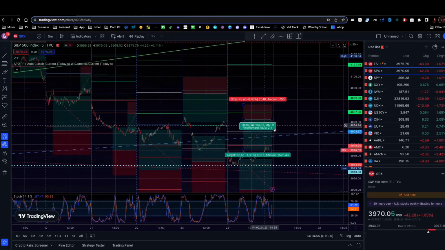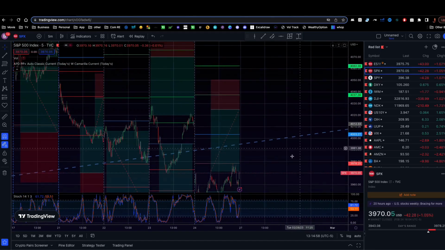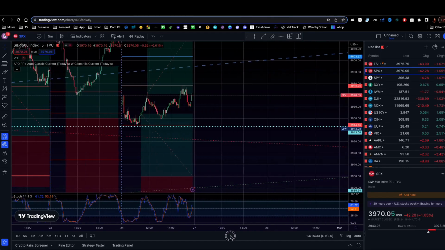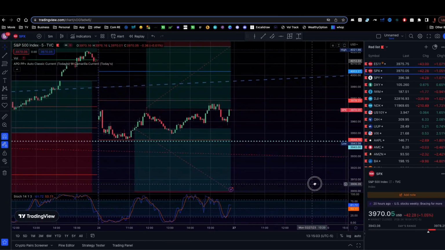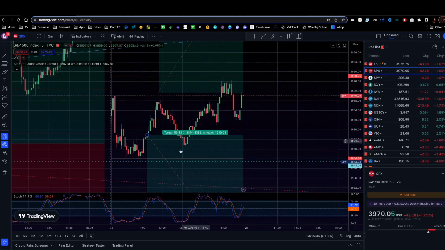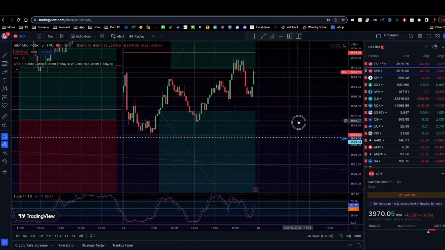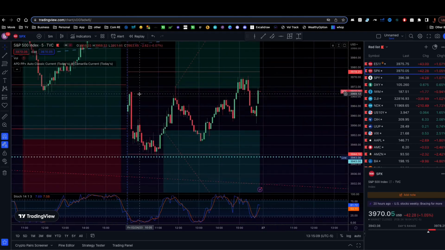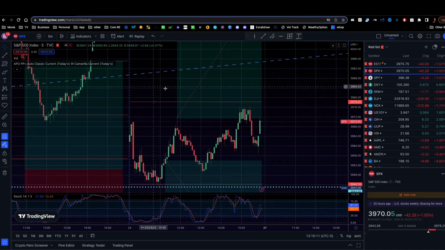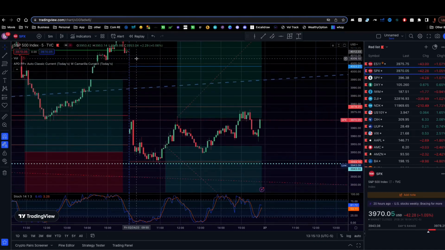Friday was beautiful. It's a lovely trade, and almost perfect positioning. So here's the market for Friday. Try to ignore all the other little lines and stuff like that. But Friday started out, we got some bad news. We had a big gap down, a huge gap down actually from here.